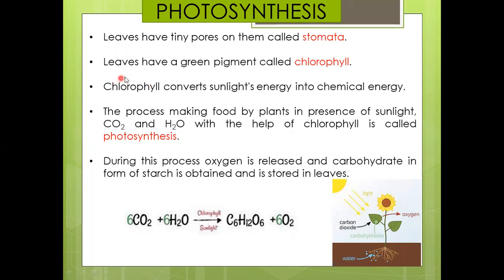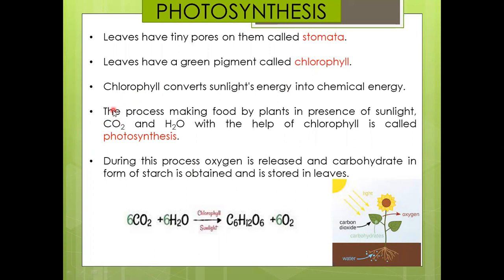Leaves also have a green pigment called chlorophyll. All of you know that chlorophyll is very essential for photosynthesis, as it converts the sunlight's energy into chemical energy. So chlorophyll and stomata both are very important. After photosynthesis, oxygen is released and carbon dioxide is taken in. So the exchange of gases takes place in the leaves during photosynthesis.